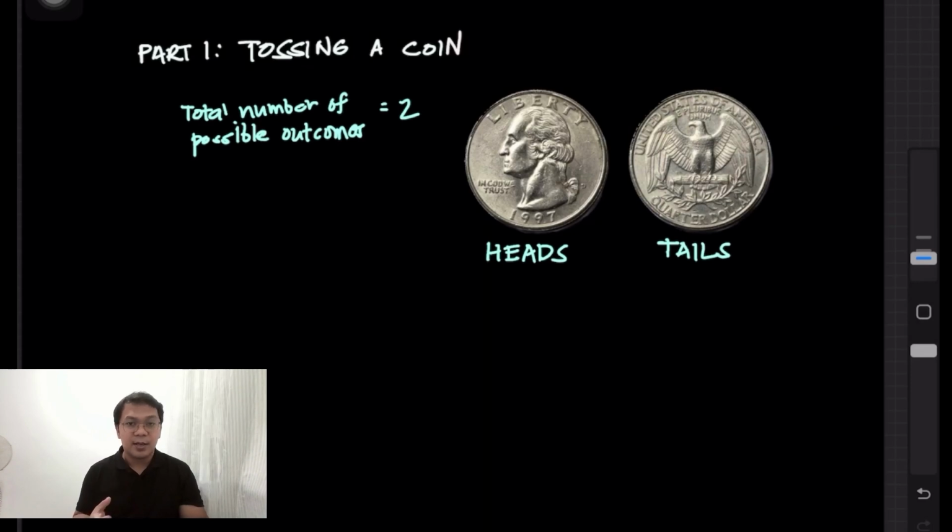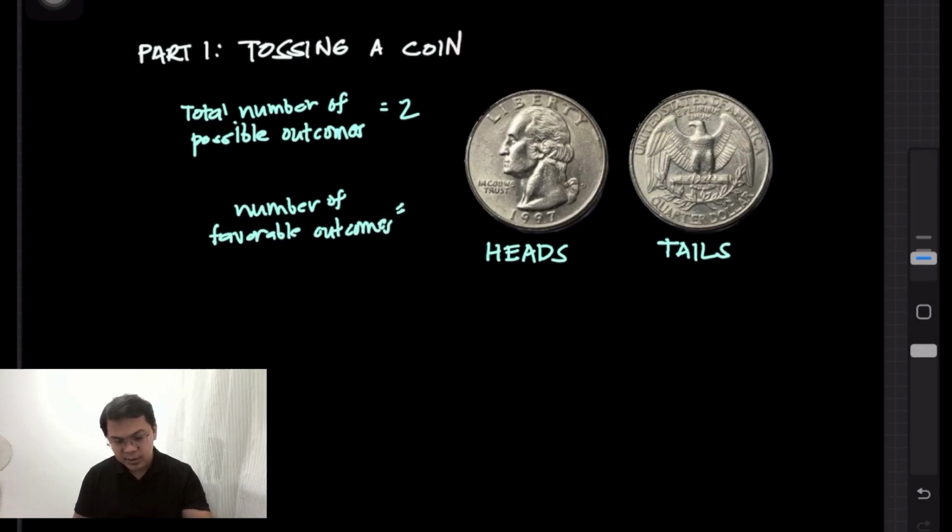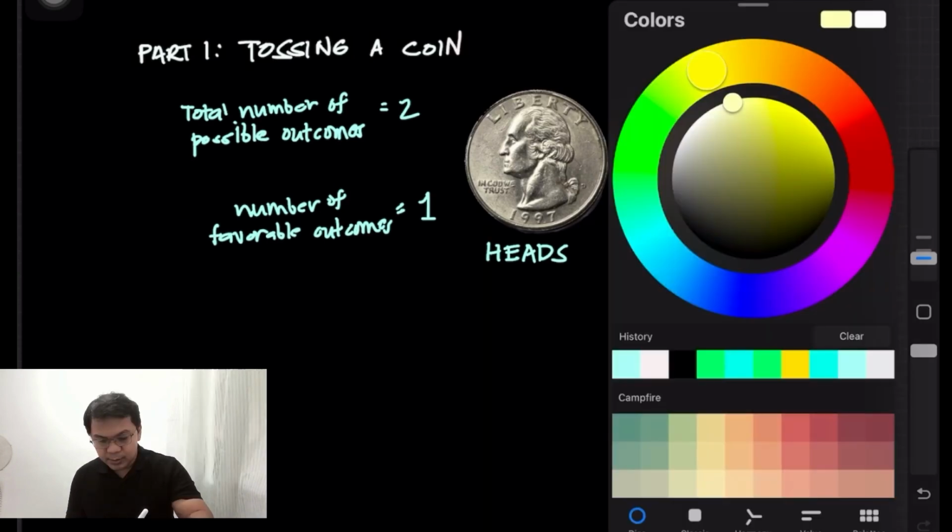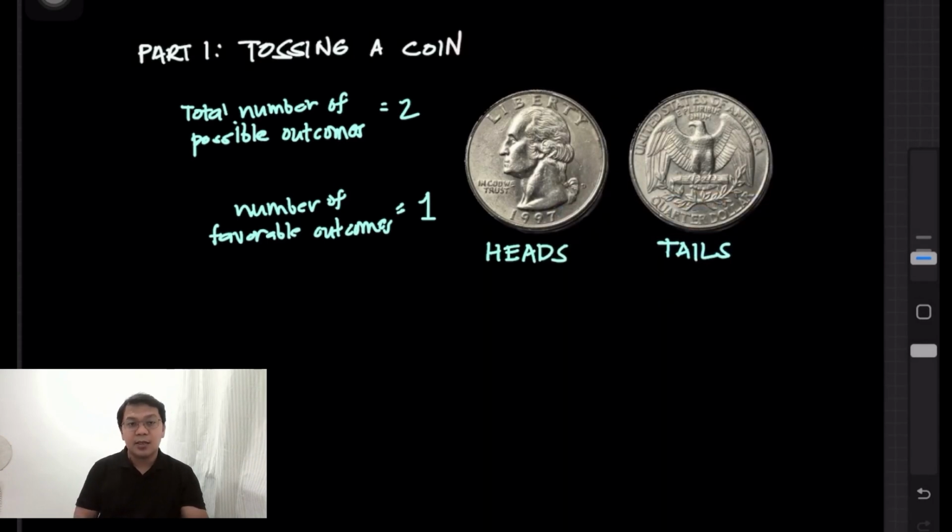We're going to win the bet. So we call it the number of favorable outcomes. In this case, getting a head is just one, right? The same goes if you're trying to get the tails, so you also have one favorable outcome. These two pieces of information are very important for calculating the probability of getting either a heads or a tails.